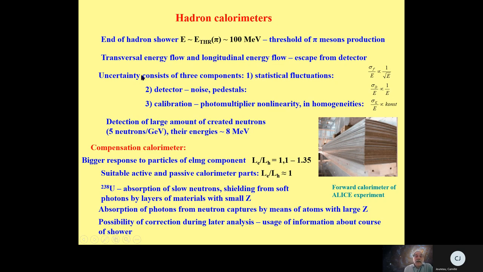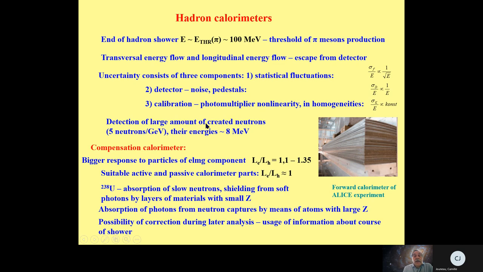And the last component of the uncertainty of the hadron calorimeter is the calibration uncertainty, which depends on photomultiplier nonlinearity and inhomogeneities. In this case, this is not depending on energy, and it is the same for any energy. That means this relative uncertainty is constant. Okay, that's detection.